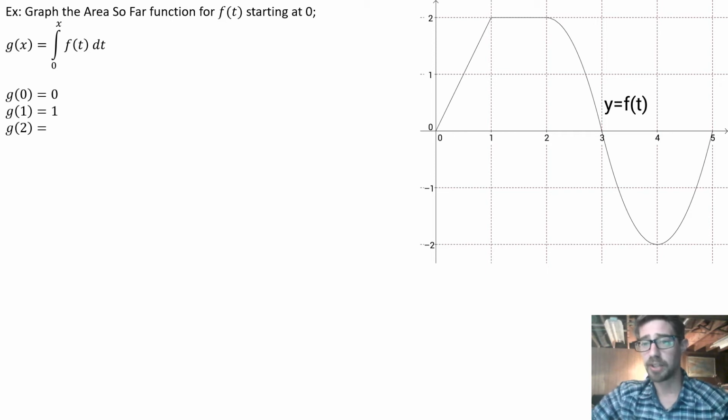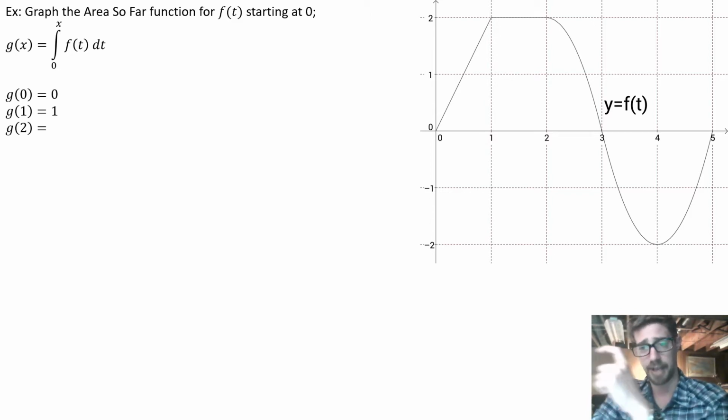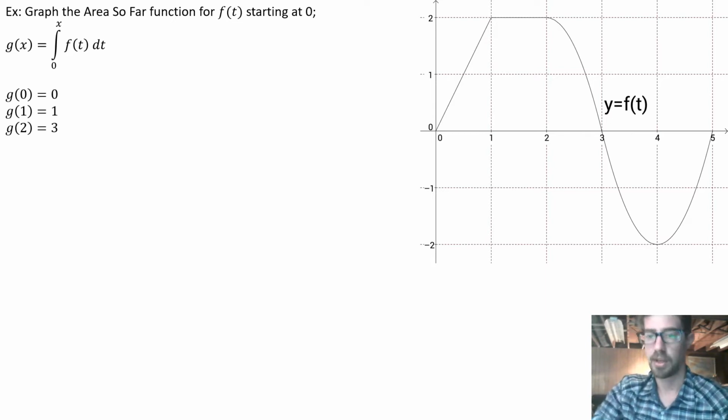G of 2, well, this is like a cumulative thing. So we have the area we already had. So it's still the integral from 0 to 2. So we already had 1 unit of area. Now when we go up to 2, well, we're literally just adding 2 more squares. So it's that first triangle plus that rectangle. You can just count them. So G of 2 is the cumulative area, which is 3. There's a total of 3 units of area under the curve between 0 and 2. All right, so let's keep going.